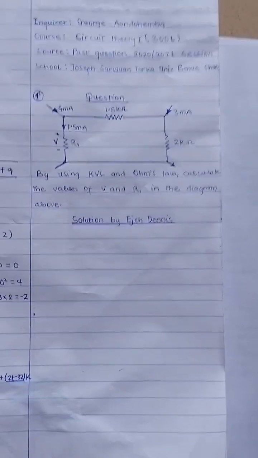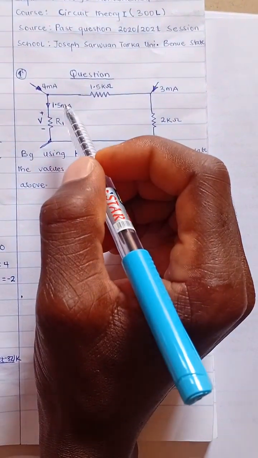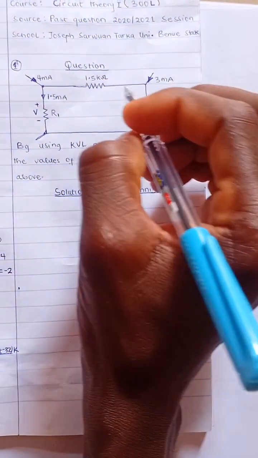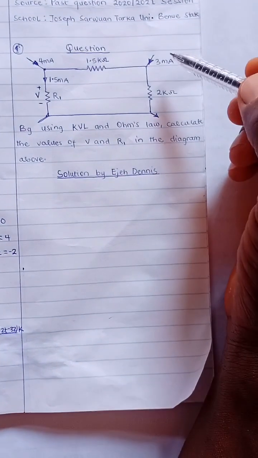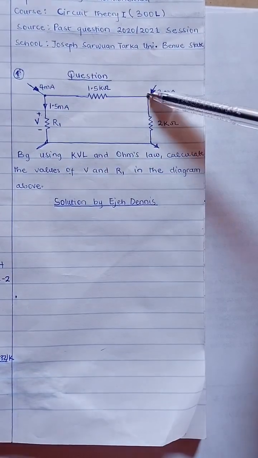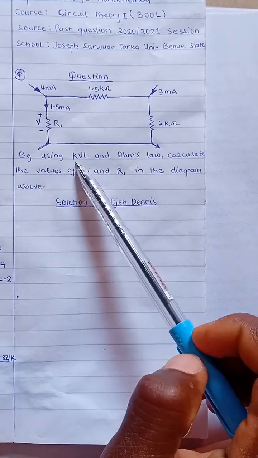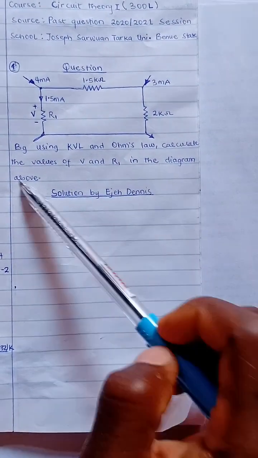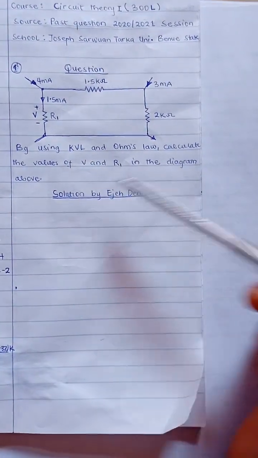Question posted earlier. This is a solution to it. Before we proceed further, I would like us to recall the statement of Kirchhoff's current law, because we have to solve for the current in this diagram. We have to solve for the currents first before we get this voltage drop. The question said: by using KVL and Ohm's law, calculate the values of V and R1 in the diagram above. So we'll use Kirchhoff's voltage law and Ohm's law to get these values.